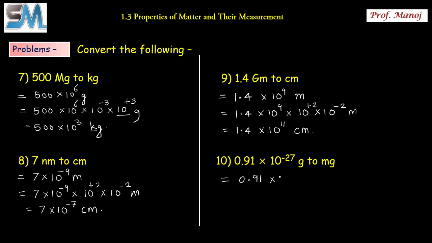0.91 into 10 raised to minus 27 is the given number. We want to introduce milli. So milli is 10 raised to minus 3. Add it with plus 3. So that becomes 0.91, 10 raised to minus 24 milligram.